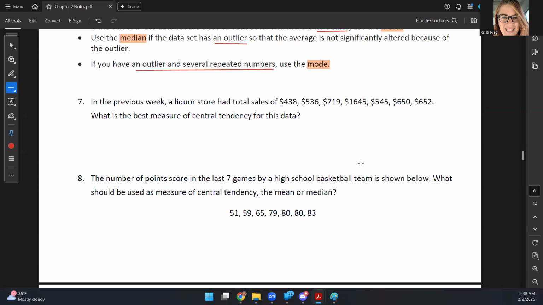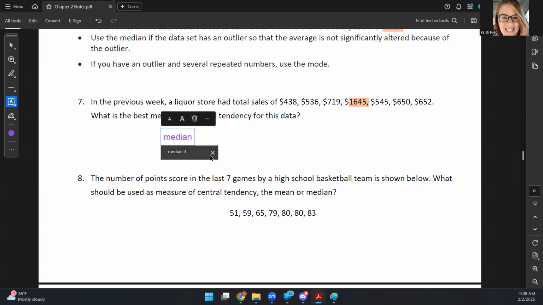Okay, so last 2 problems. For this first one, it says, here's the liquor sales for the past week. What is the best measure of central tendency? And so right off the bat, I'm noticing this giant number right here. Perhaps that's like a Friday night and people are buying everything for the weekend. But for some reason, this particular day had a much higher number than the rest. And so since it just has the one outlier, then the median is the best way. Up here, we're going to use the median. It has an outlier. And that's it, no repeated numbers.